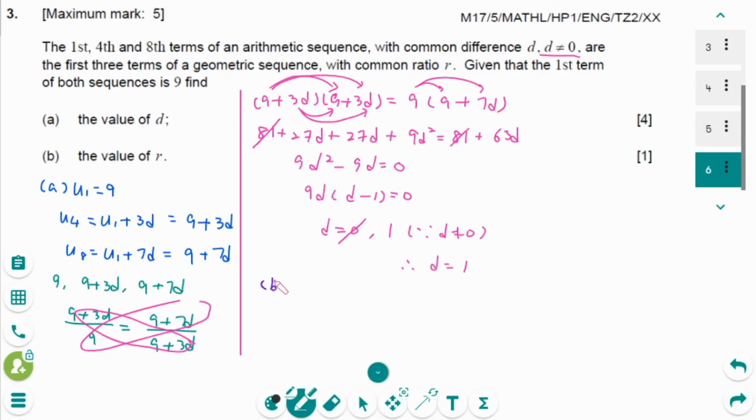Number B. U1 equals 9. U4 equals 9 plus 7D, which is 16. The common ratio r equals second term over first term, which is 4 over 3. So r equals 4 over 3.